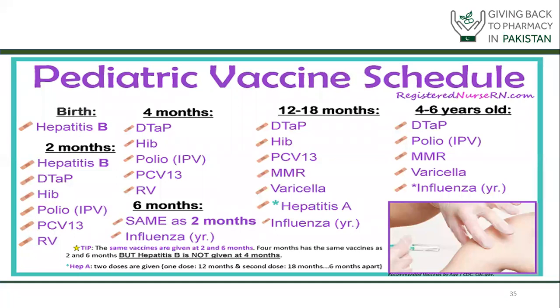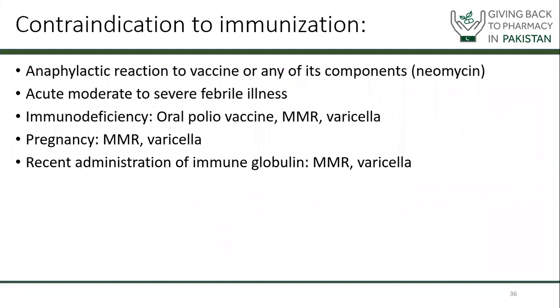Contraindications to immunization: any anaphylactic reaction to a vaccine or any of its components, like neomycin. Some live vaccines, like MMR or oral polio vaccine, contain neomycin. So if a patient is allergic to neomycin, then an alternate vaccine brand should be used. Also, acute moderate to severe febrile illness, if the patient has fever.